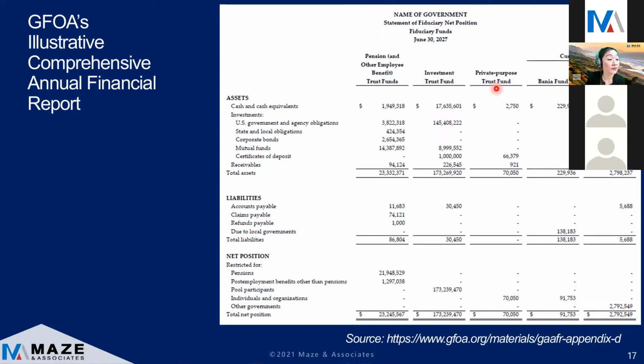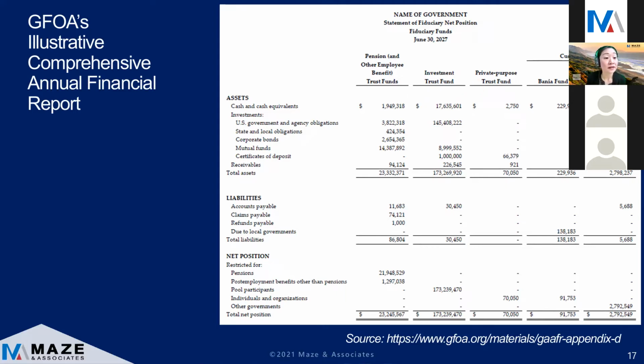So in here, you can see that there is a column for the pension and other employee trust fund, investment trust fund, and private purpose trust fund, which is basically all your other trust funds that don't fall into these two categories. Again, keep in mind the investment trust fund, which I don't think any of my clients have, but if you do have an investment pool, this should only contain the external portion of the investment pools and the individual investment accounts that are held in trust.